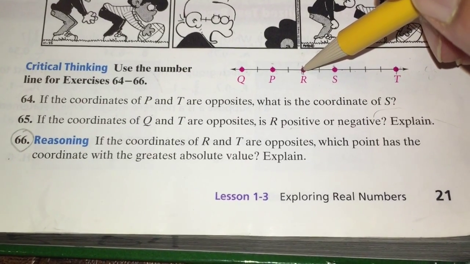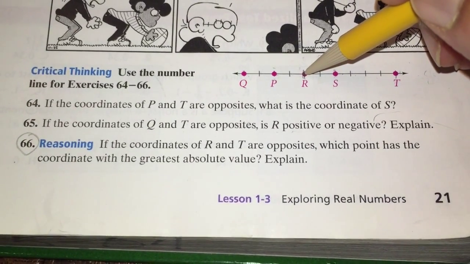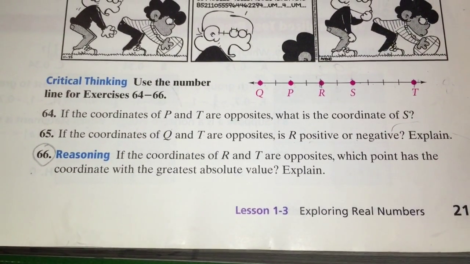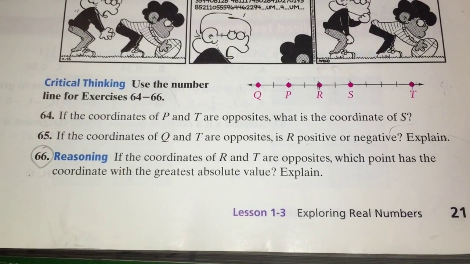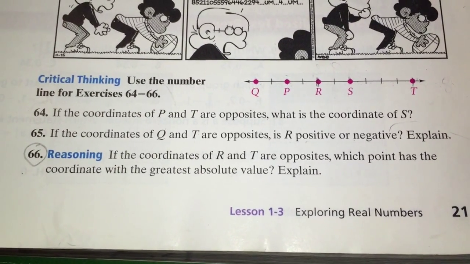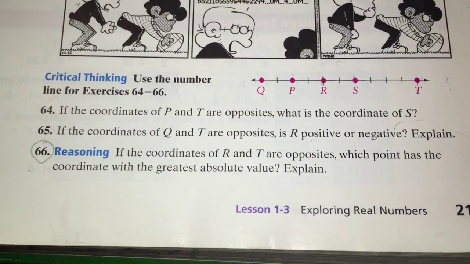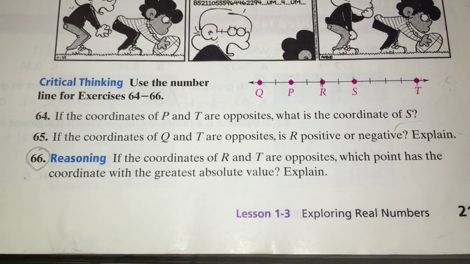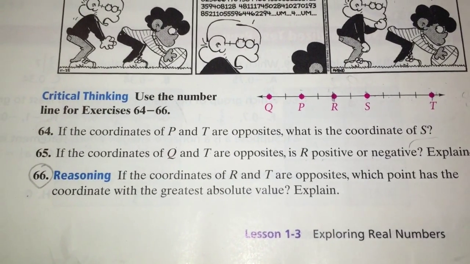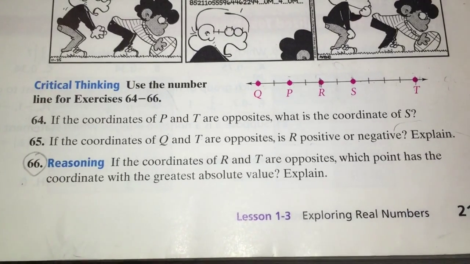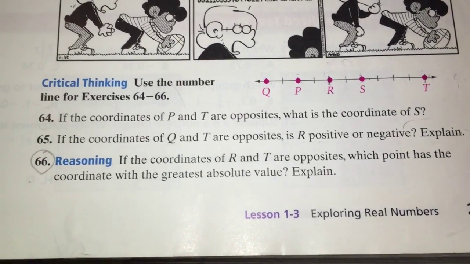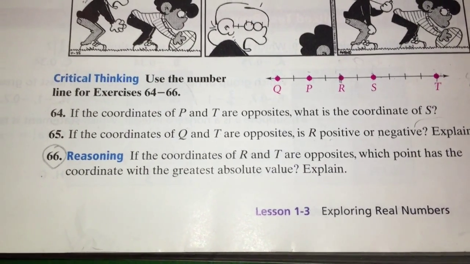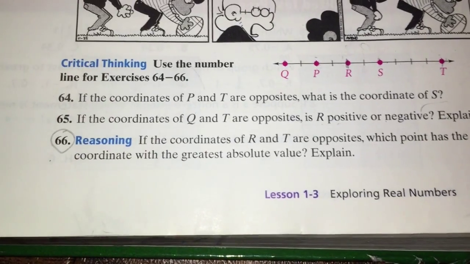But their absolute value is the same, because the absolute value is the value without the sign, meaning the value without the positive or negative sign. So the absolute values of R and T are the same. In other words, absolute value is basically the distance from 0. So in this case, when R and T are opposites, they are the same distance from 0, meaning their absolute values are the same.